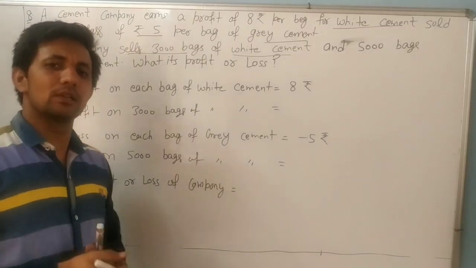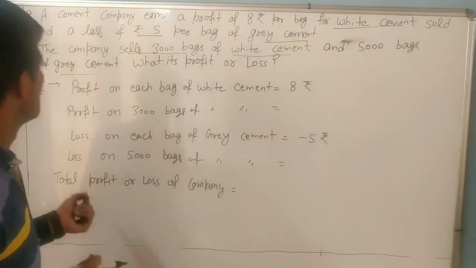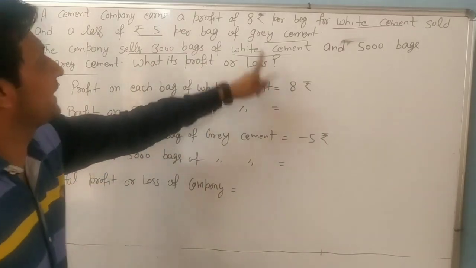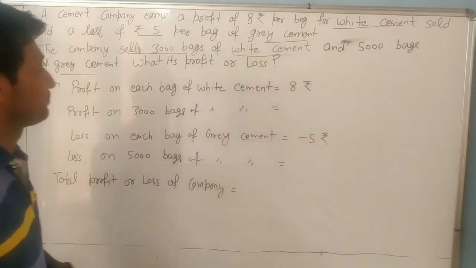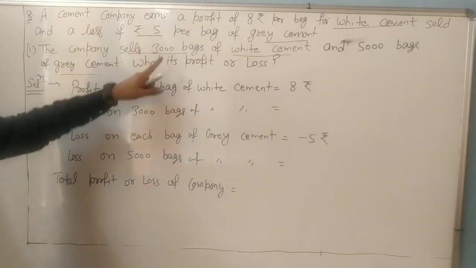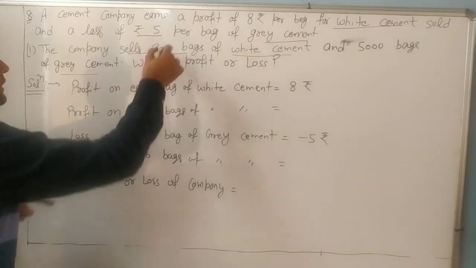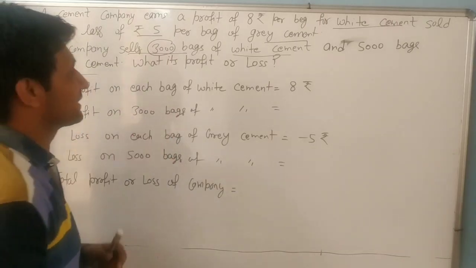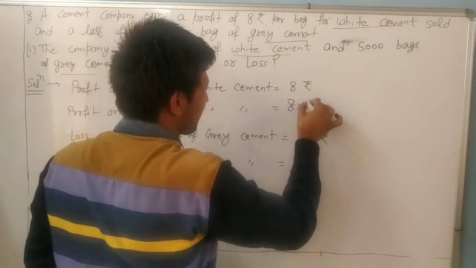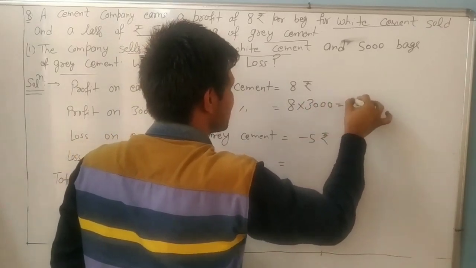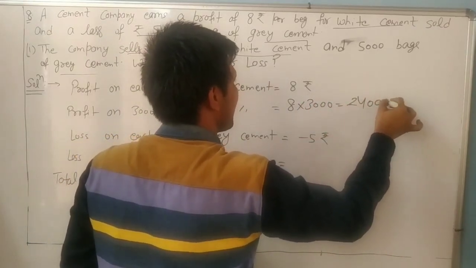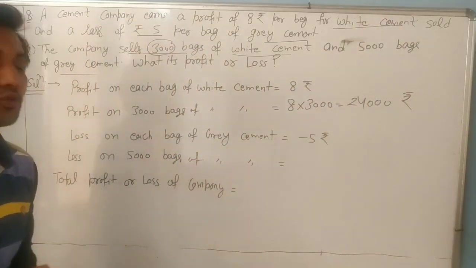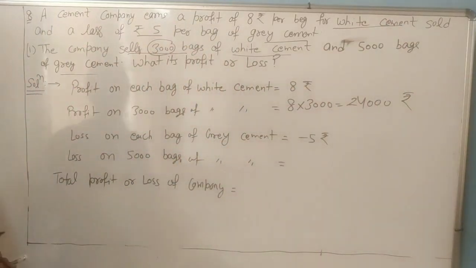Same as it is, like question number 7. So first, profit on each bag of white cement. How much is given? 8 rupees. And how much does the company sell? White cement 3,000 bags. So profit on 3,000 bags of white cement, 8 multiply 3,000. How much? 8 into 3 is 24, so 24,000 rupees.